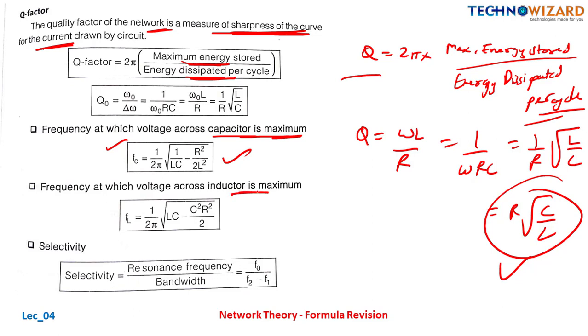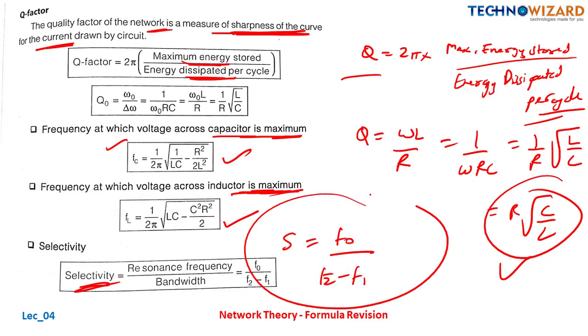The frequency at which the voltage across the inductor is maximum will be equal to 1 upon 2 pi root of 1 upon LC minus C square R square upon 2. Now selectivity is equal to the resonant frequency, that is F0, upon the bandwidth, which is given by F2 minus F1. This is known as selectivity, the formula for selectivity.